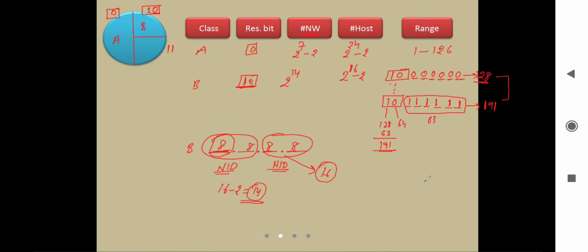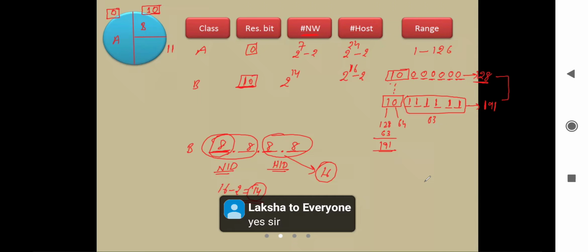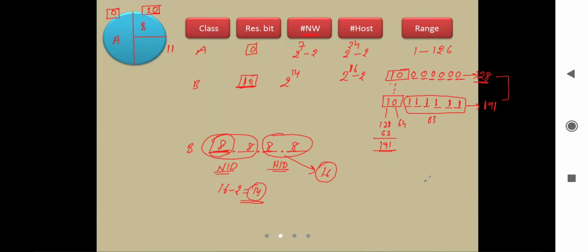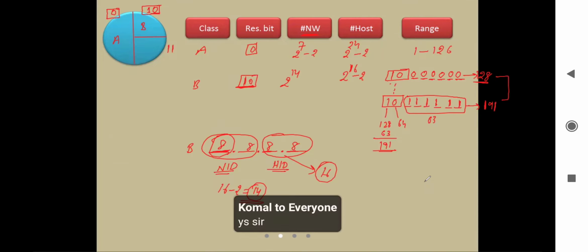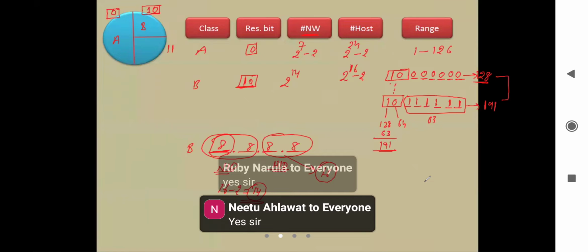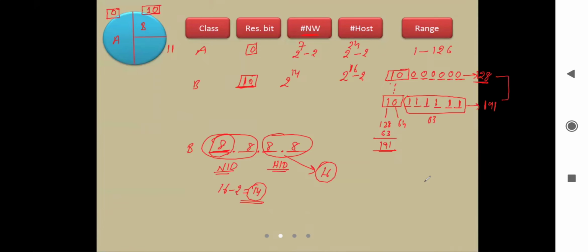Okay, so now you can take a screenshot. Is it fine? Yes, what about others? Okay, fine.